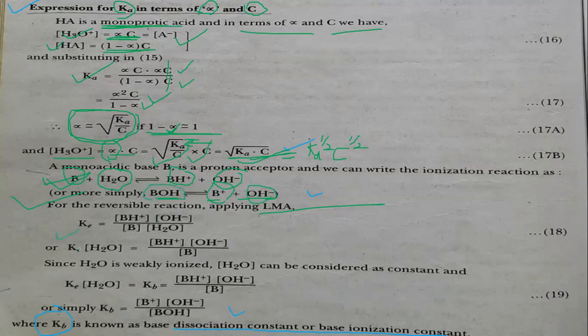Here, as usual, water is very less dissociated, hence we can write this as Kb. Kb is equal to the concentration of products upon the concentration of reactant. This is the dissociation constant for the base, that is Kb, or the ionization constant for the base.